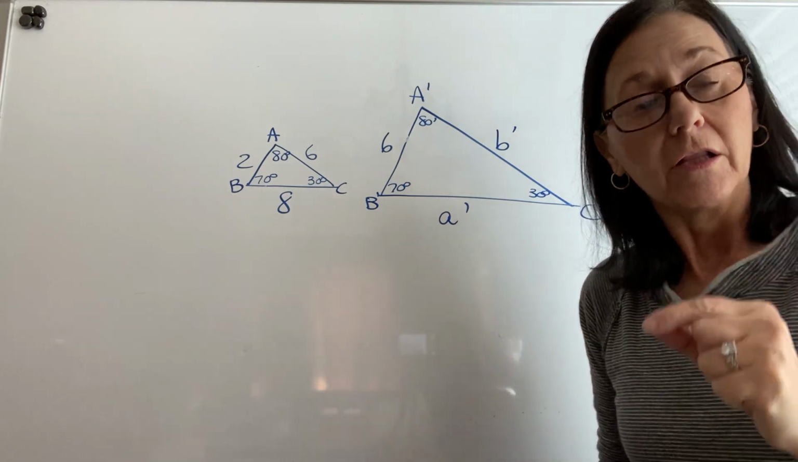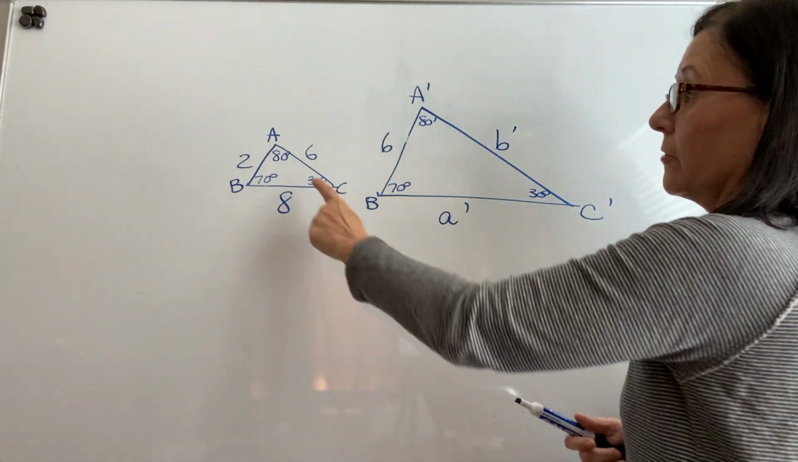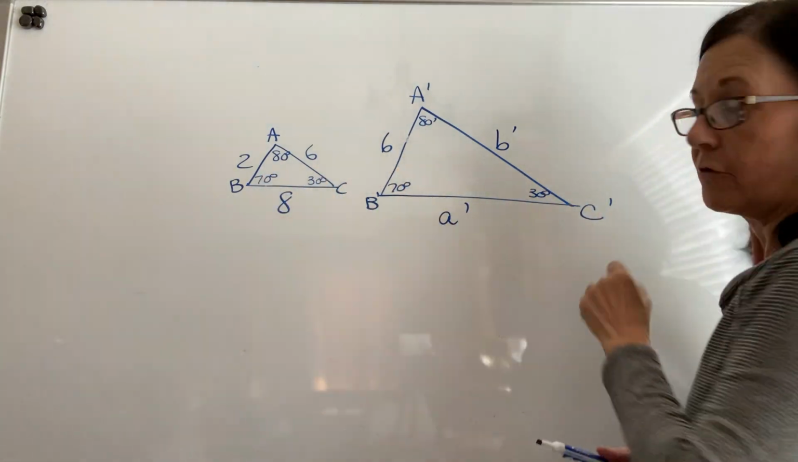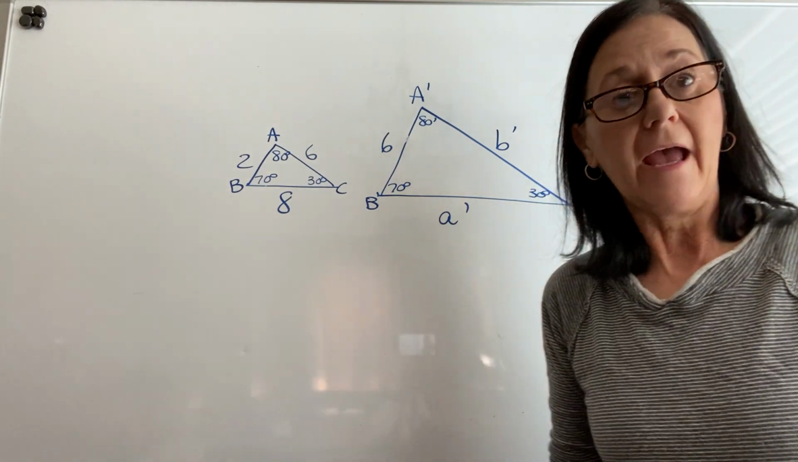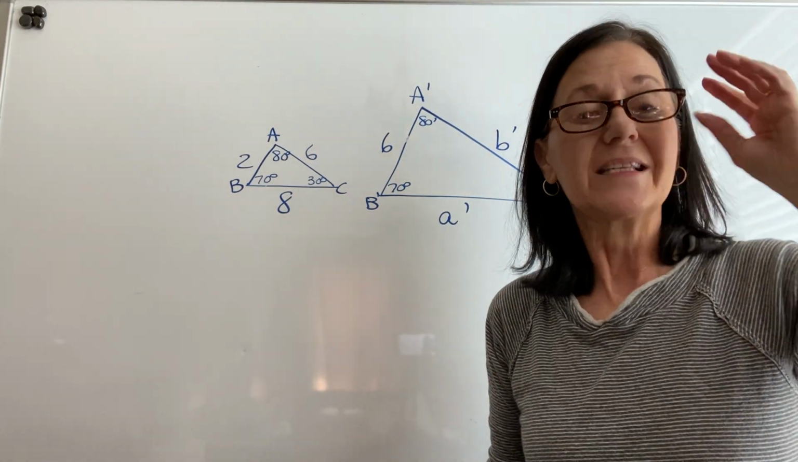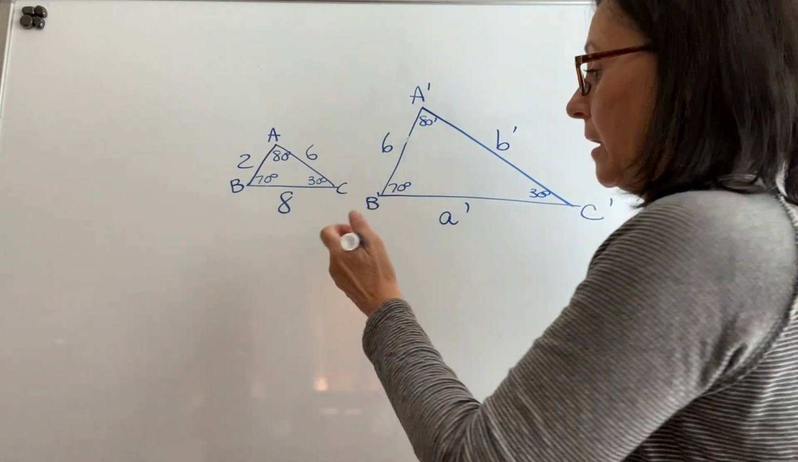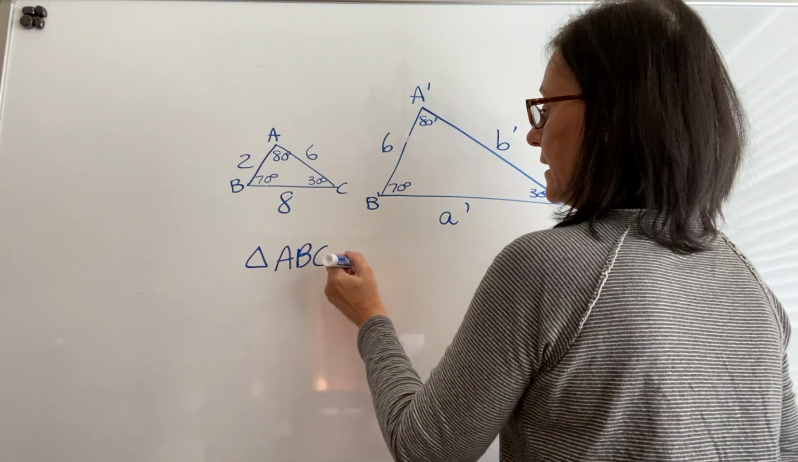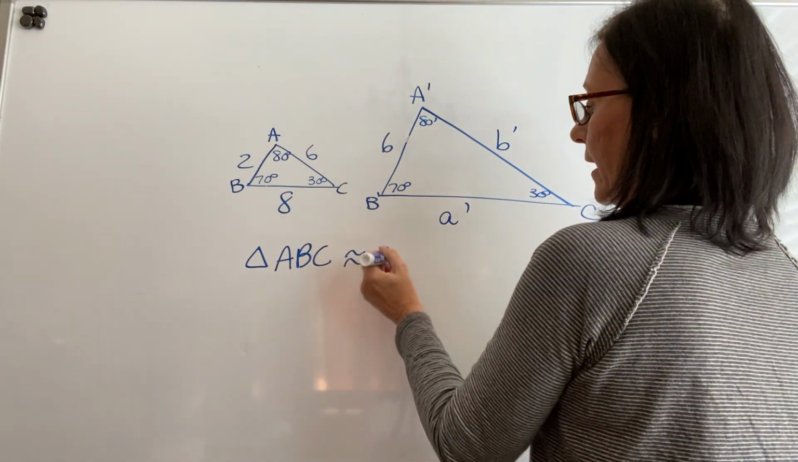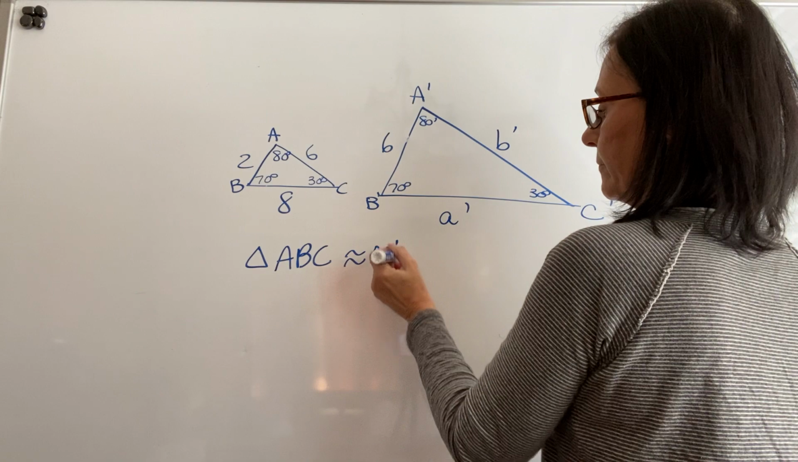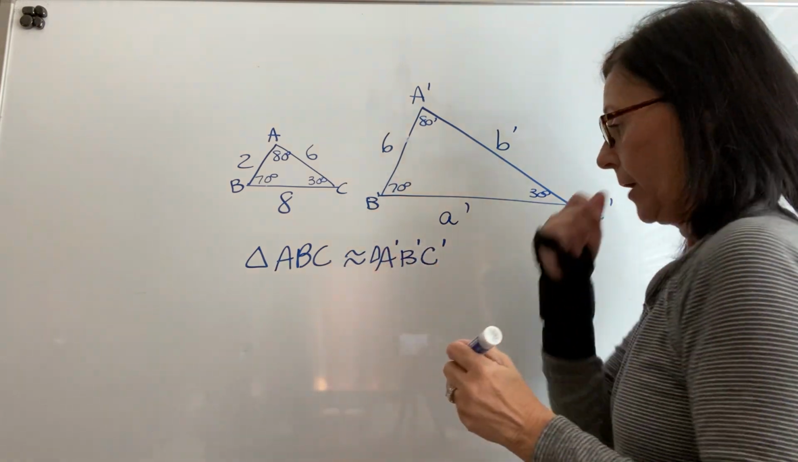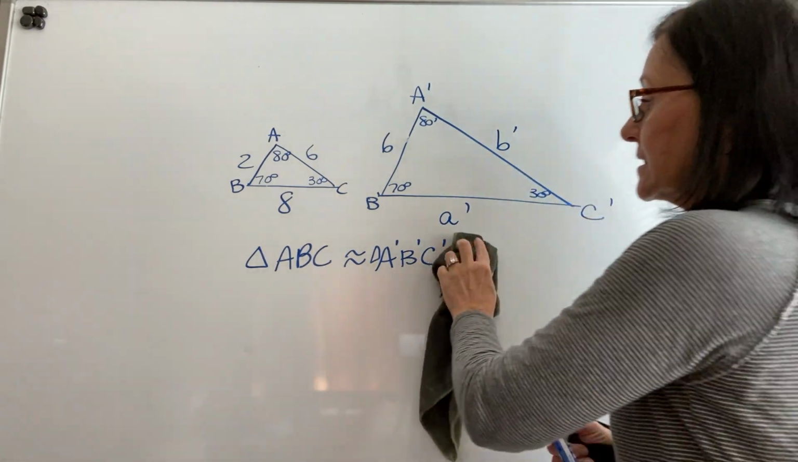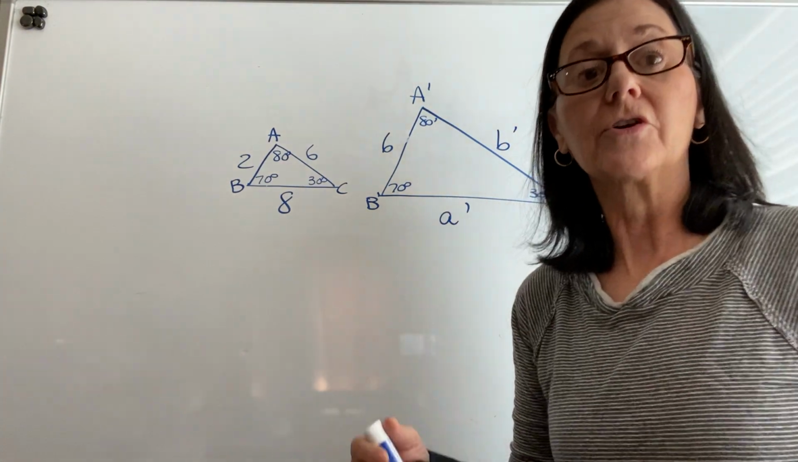So now all of our angles are congruent. So angle A is congruent to angle A prime, B congruent to B prime, C congruent to C prime. Because I have all the angles equal, I have similar triangles. All right, so triangle ABC is similar to triangle A prime, B prime, C prime. All right, they're similar. Similar means all of the angles are equal.